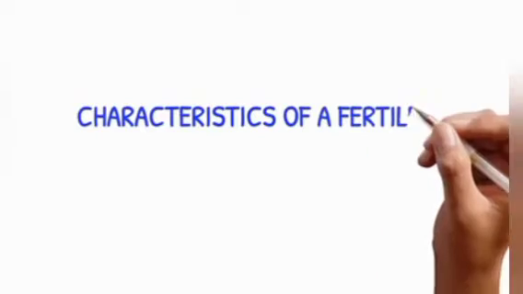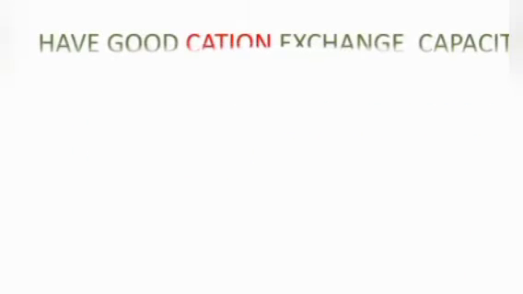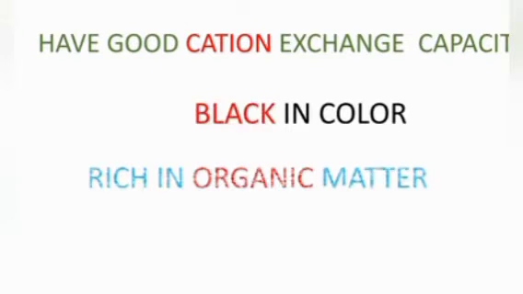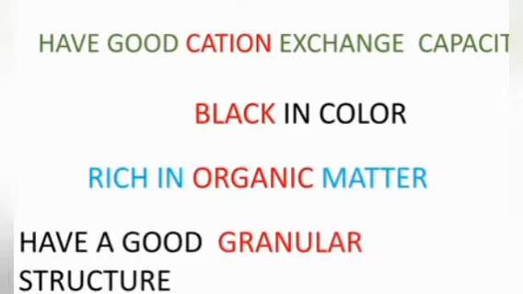The next one is characteristics of a fertile soil. Now, a fertile soil must have good cation exchange capacity. Then, it should also be black in color, also rich in organic matter, and also have a good granular structure.